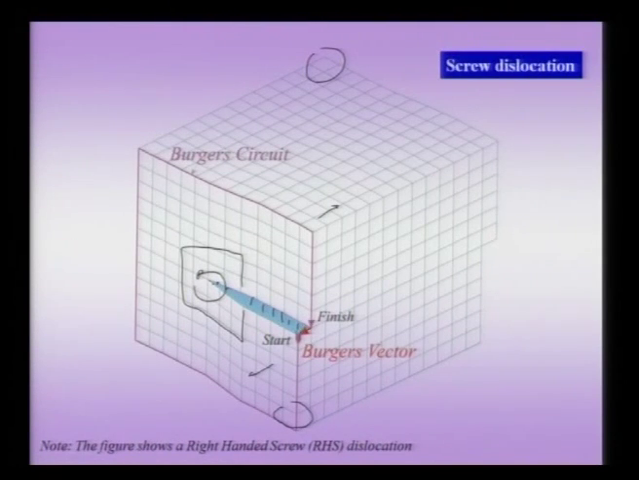I start from this point here, go 1, 2, 3, 4, 5, 6, then I go down 1, 2, 3, 4, 5, 6, 7, 8, 9, 10, 11, 12, then I go 6 back, 12, and then of course I come back 1, 2, 3, 4, 5, 6, 7, 8, 9, 10, 11, 12, and then I do the same thing to the right hand side, come back, and not unexpectedly I do not land up in the same place. Using the finish to start rule with a right handed circuit, this is now my Burgers vector.